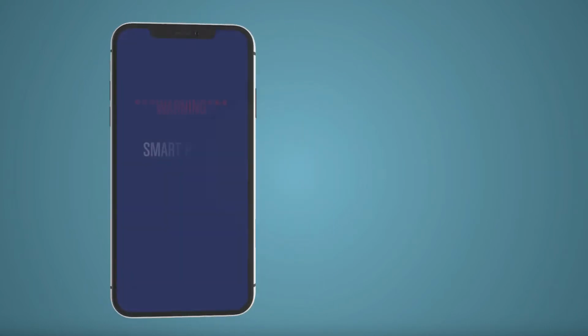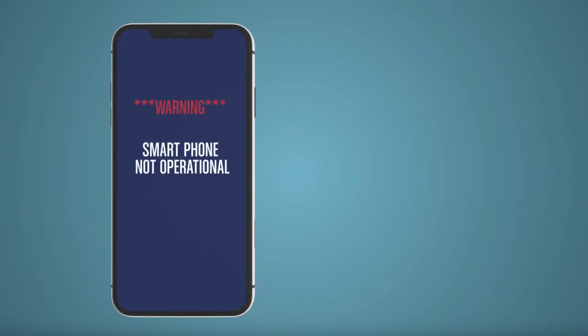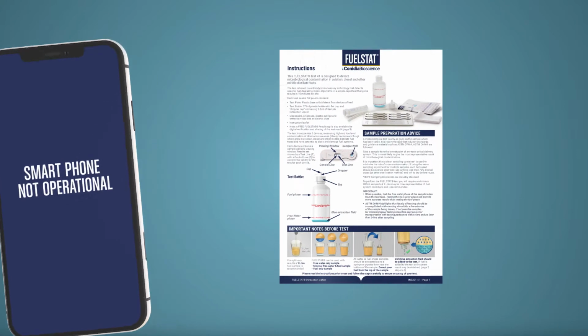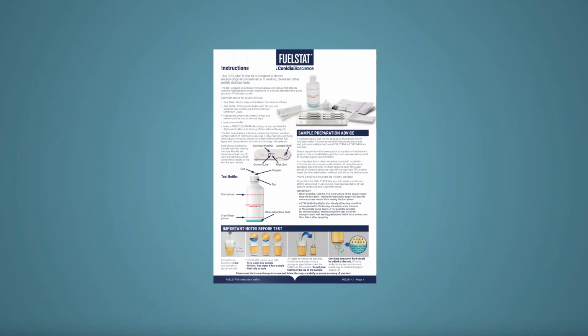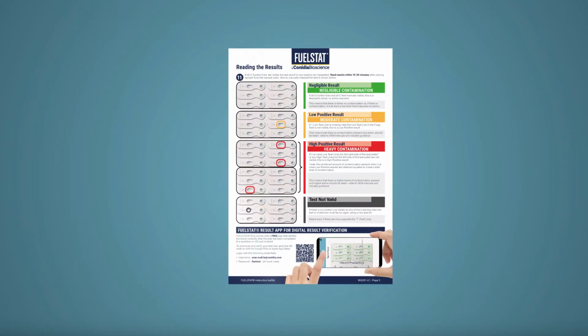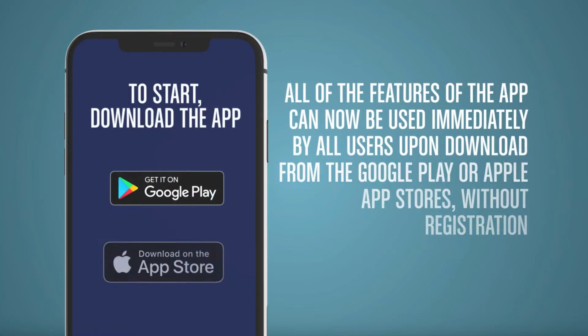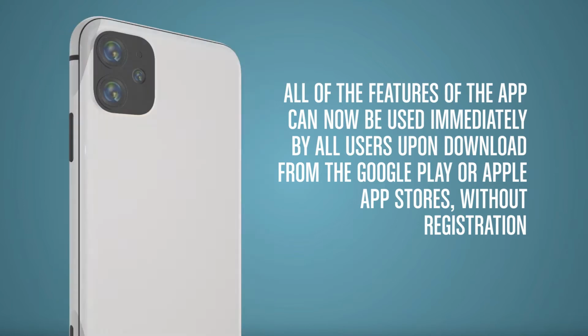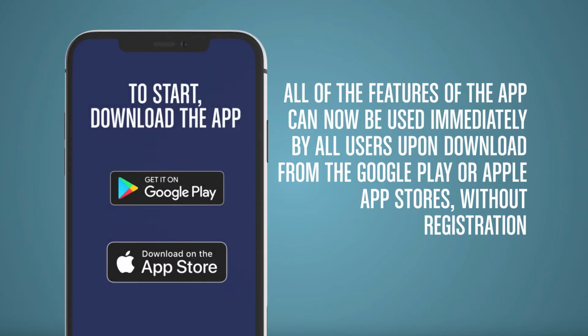If for any reason you have a non-functioning smartphone, continue to manually read the test kit. Full printed instructions on completing the test and interpreting the test result are included in every test pack, and in multiple languages from the Canidia.com website. All of the features of the app can now be used immediately by all users upon download from the Google Play or Apple App stores without registration.